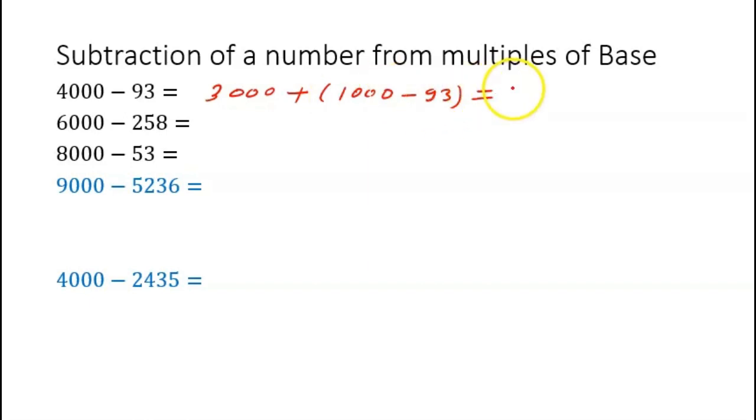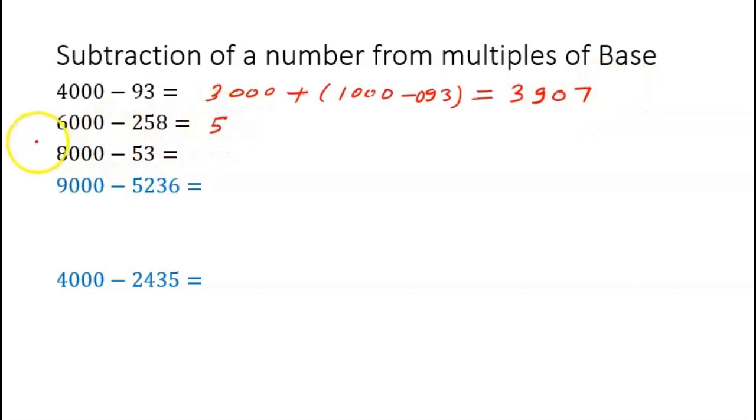So what will be the answer here? The answer will be 3, and now 1000 minus 93, so this can be considered as 093, right? You can consider it as 093. So 10 minus 3 is 7, 9 minus 9 is equal to 0, and 9 minus 0 is equal to 9. So 3907.